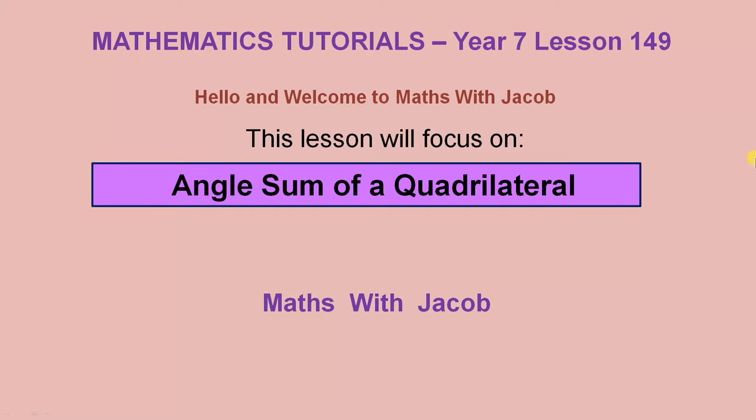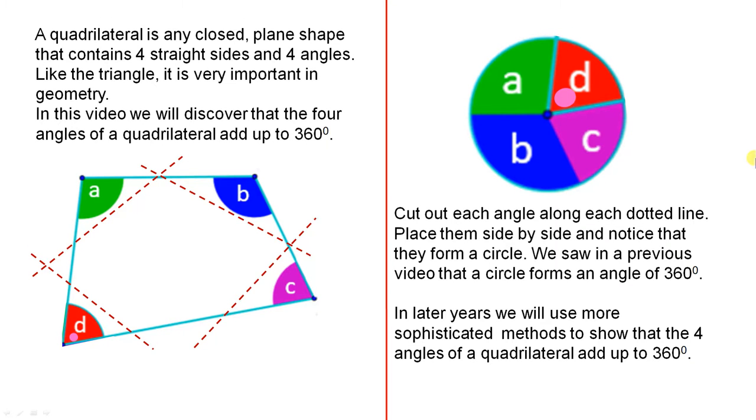This lesson will focus on the angle sum of a quadrilateral. A quadrilateral is any closed plane shape that contains four straight sides and four angles. Like the triangle, it is very important in geometry. In this video, we will discover that the four angles of a quadrilateral add up to 360 degrees.